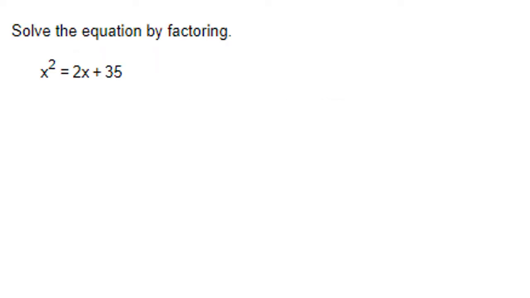Now let's use this example. We see that the polynomial is separated by the equal sign in the middle. So go ahead and move all terms over to the left-hand side. So we get x squared minus 2x minus 35 equals 0.